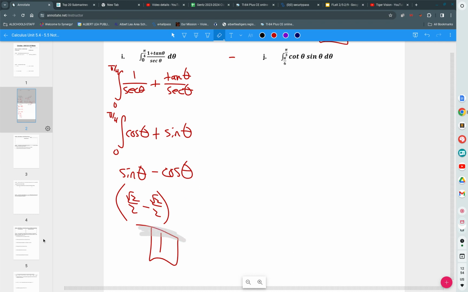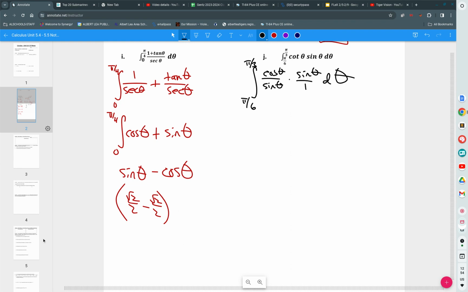So could you do 1 over tangent times sine over 1 and then cosine over sine? Isn't it times sine theta? Okay, I heard you guys talking and you thought correctly. Here you do have cosine over sine times sine over 1. And notice that your sines do in fact cancel. So this is simply just the integral from pi over 6 to pi over 3 of cosine of theta d theta.